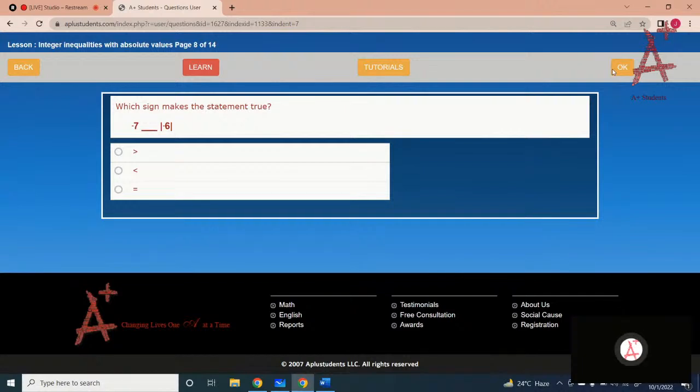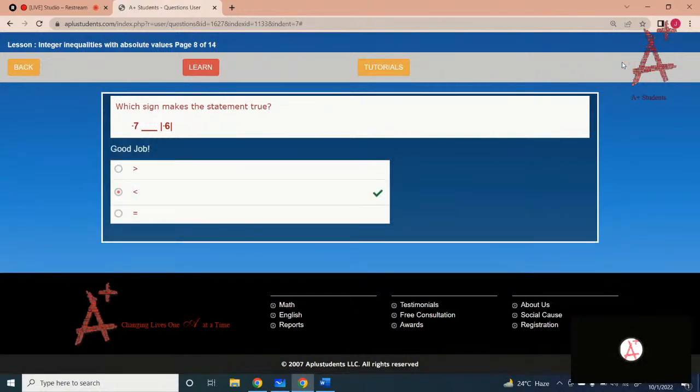Okay. So which sign makes the statement true? Negative 7 and absolute value of negative 6. So absolute value of negative 6 is 6. So negative 7 is less than 6 or greater than 6. Negative 7 is less than 6. Got it? Negative numbers are always smaller than the positive numbers.